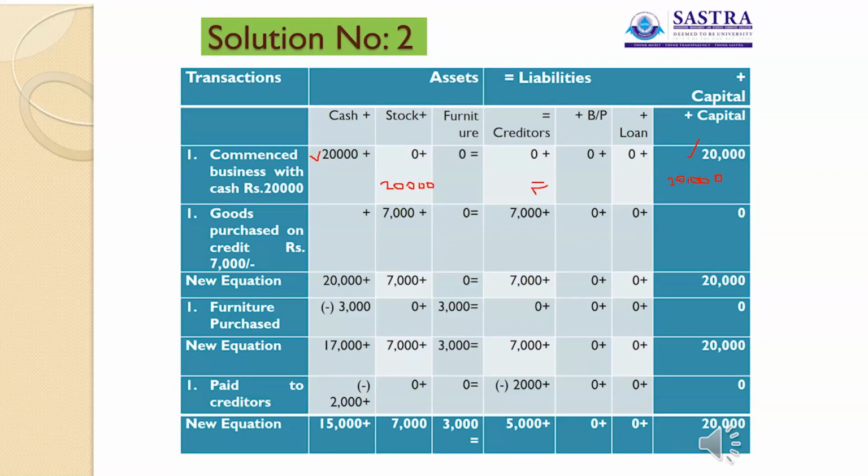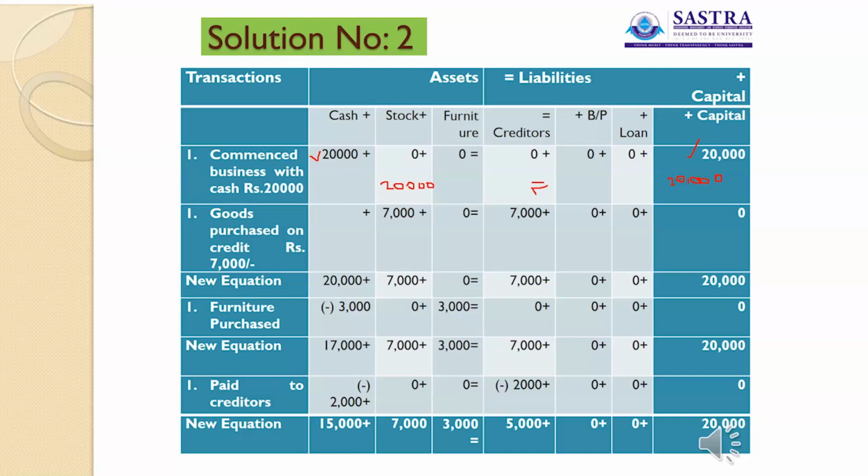Is it clear? Commence business with cash rupees 20,000. Here there are two accounts involved here. One is cash account and another one is capital account. And this cash column rupees 20,000. Then in capital column 20,000. Now you have to equal that amount, that is 20,000 plus 0, 0, 0, 0. Here the total amount is 20,000. Here bills payable, there is no transaction. Loan, there is no transaction, but the amount of capital is 20,000. So 20,000 which is equal with 20,000. Here accounting equation should be proved.